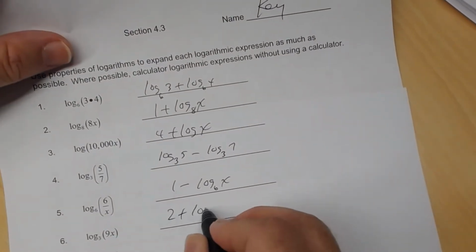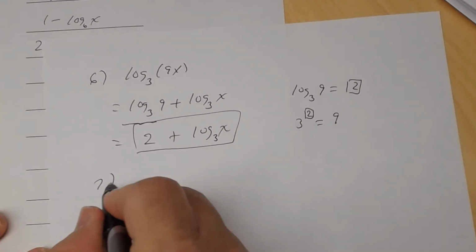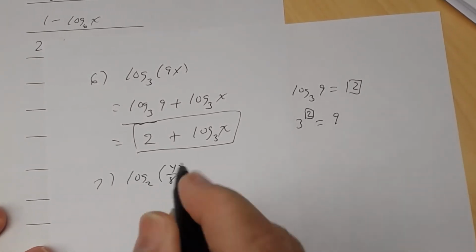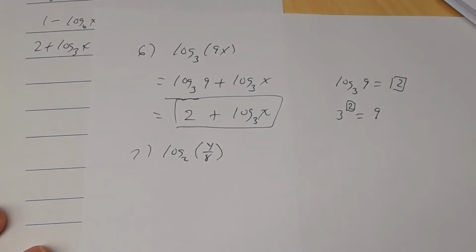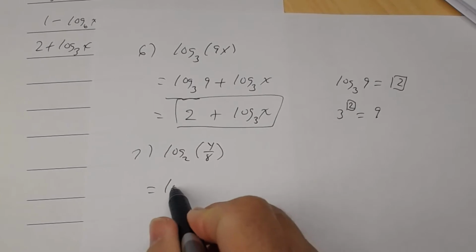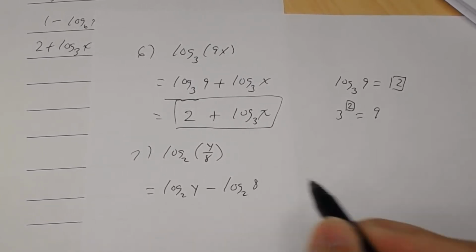So 6 is 2 plus the log base 3 of x. Okay, number 7, you have the log base 2 of y divided by 8. Well, again, we're going to use the quotient property now. So it'll be the log base 2 of y minus the log base 2 of 8.